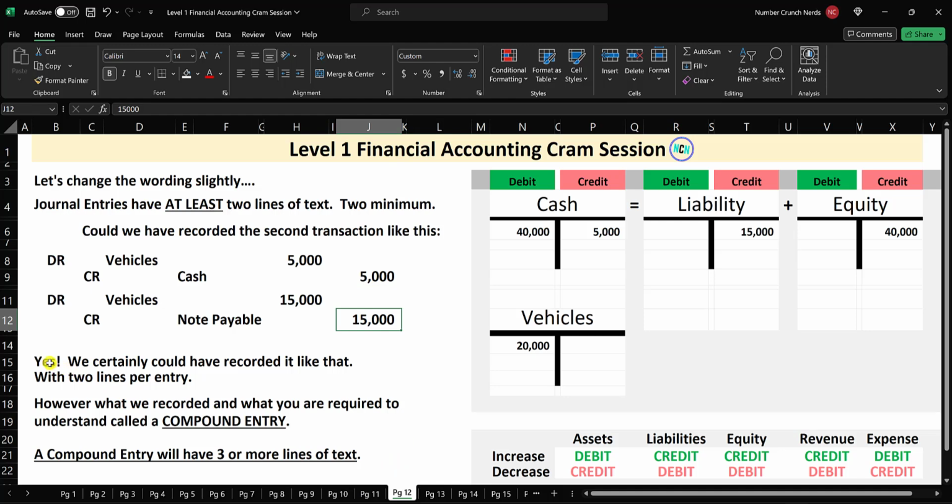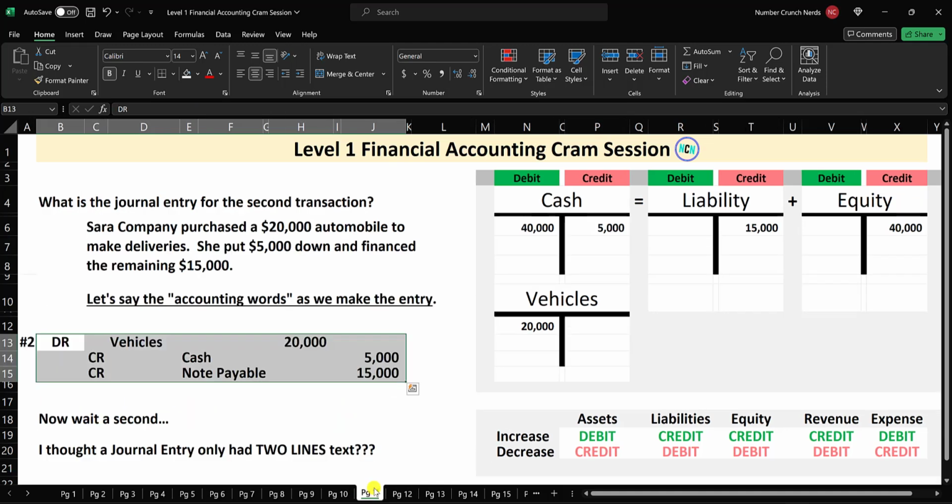So we certainly could have recorded it in this broken out version with a separate line for each way that she paid. However, what we recorded and what you are required to understand is called a compound entry. A compound entry will have three or more lines of text. Okay, let's go back here. This is a compound entry. What she got, and then the two different ways which she paid for that transaction.